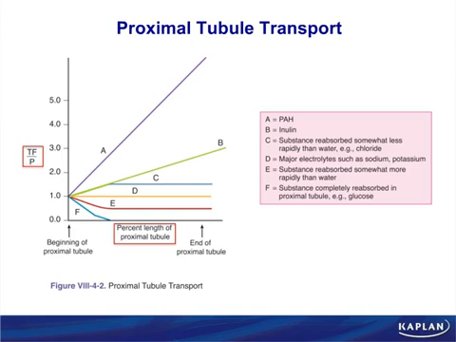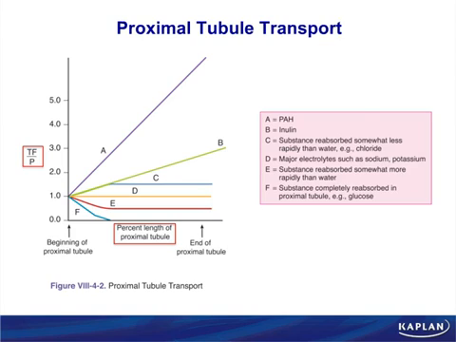C would be a substance that is reabsorbed, but reabsorbed less than water. Classic example here would be chloride. Chloride is reabsorbed less rapidly than water. Okay? Can you think of another one? Think of another one. What else is reabsorbed less rapidly than water? If you're saying urea, you are correct. If you're not saying urea, I don't know what else you're saying. Urea is the correct answer.